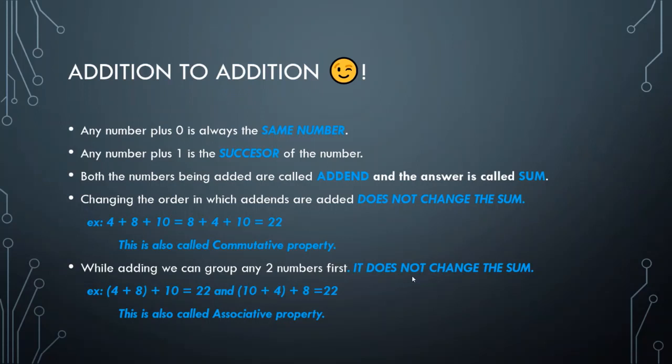While adding, we can group any two numbers first. It does not change the sum. For example, 4 plus 8 plus 10 is 22, and 10 plus 4 plus 8 equals 22. The brackets mean that we are basically adding it first. This is also called the associative property.